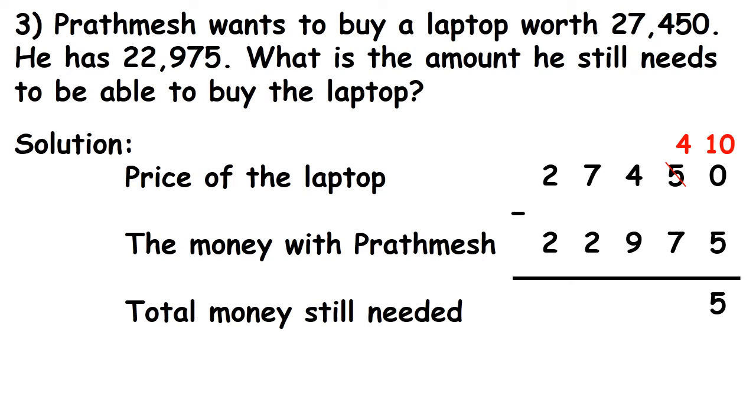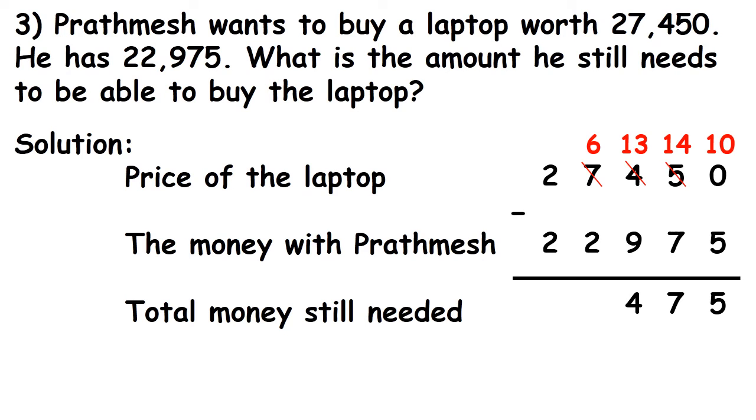4 minus 7 is not possible. So again we have to borrow from the next digit, that is 4. So 4 becomes 3 and 5 becomes 14. 14 minus 7 is 7. 3 minus 9 is again not possible, so we have to borrow again from 7. 7 becomes 6 and 3 becomes 13. 13 minus 9 is 4.